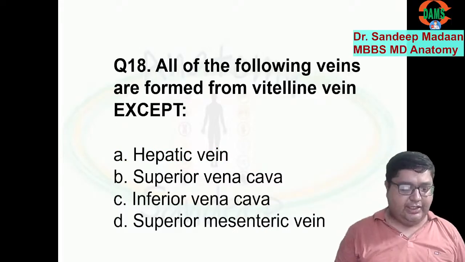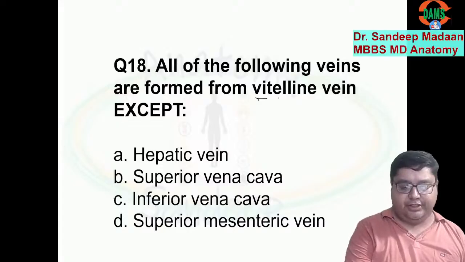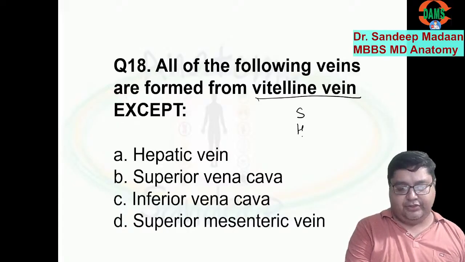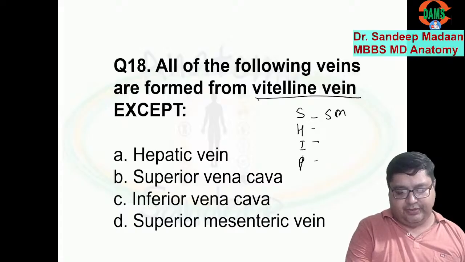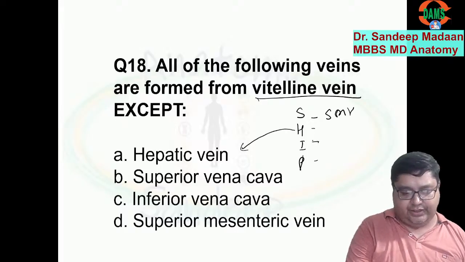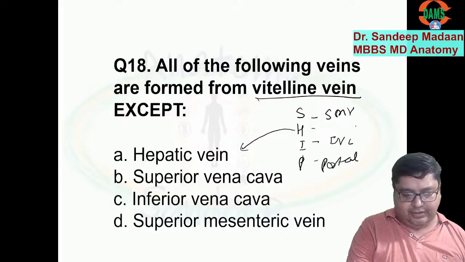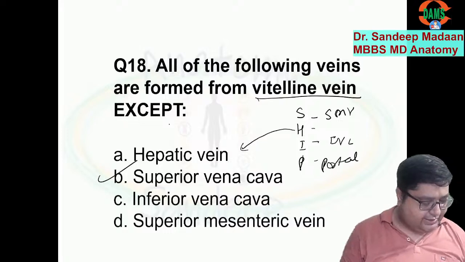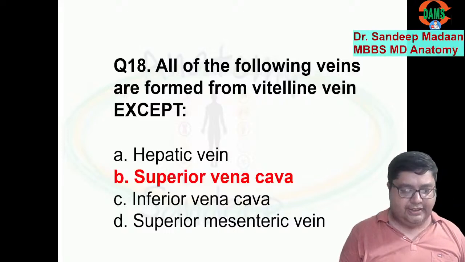Now, talking about the vitelline vein, it makes the SHIP structure. It makes the SHIP structure. What is SHIP structure? We know that it makes superior mesenteric vein, H for hepatic vein, I for IVC, P for portal vein. But it does not make the superior vena cava. That's why answer will be B.